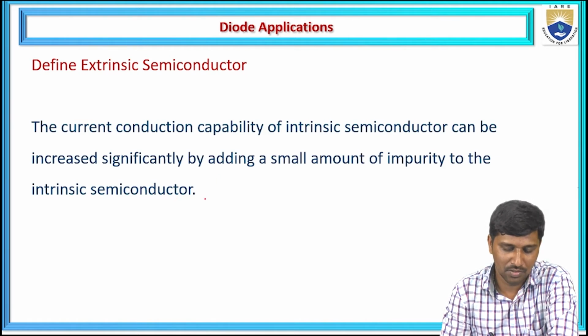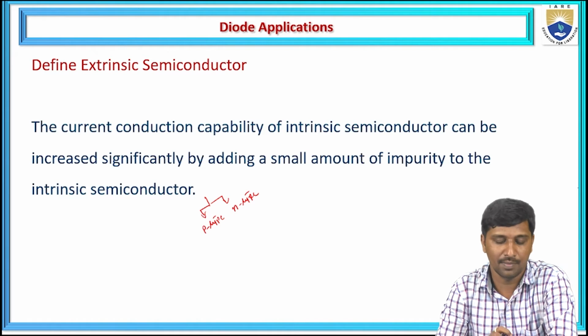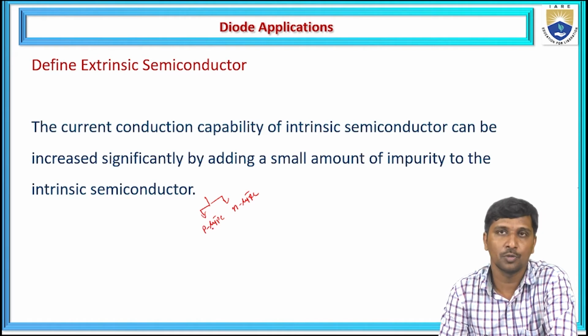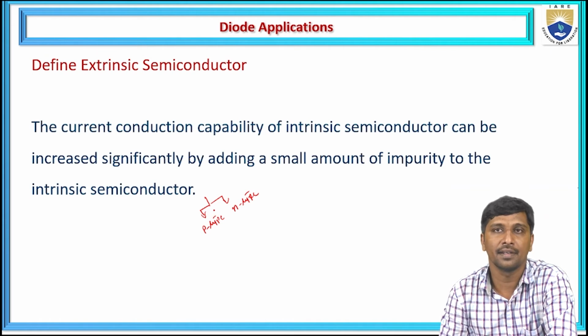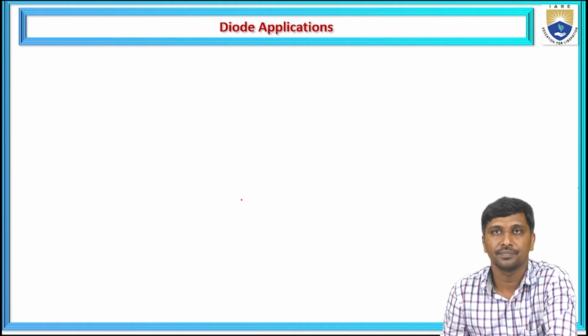Based on this, we define two types of extrinsic semiconductor: a P-type extrinsic semiconductor and an N-type extrinsic semiconductor. Based on the doping concentration, or the type of impurities added to the pure semiconductor, these are the two types: one is P-type, and the other is N-type.